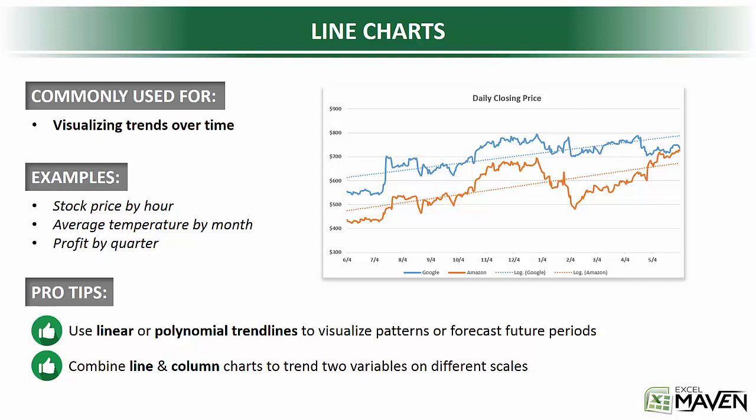So pro tips: the first is that you can use trend lines, linear, polynomial, logarithmic, whatever you choose, to visualize patterns and visualize lines of best fit and use those to forecast future periods. You can also combine line and column charts or other types of charts to trend two variables on different scales. And we saw that with the spend and cost per click data back in section 1 of this course. So let's bounce on over to Excel.